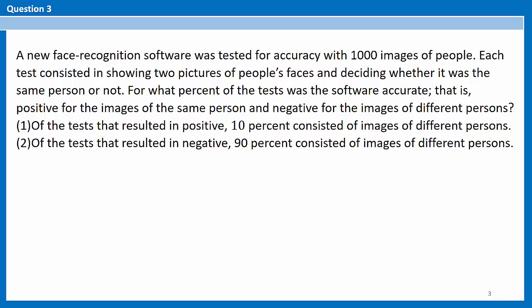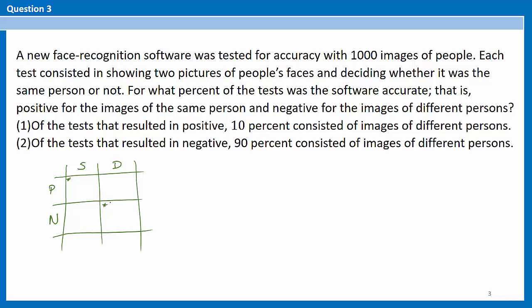Now here, the total number of tests is divided into two categories. One category is the response from the software, which is called positive and negative. And the other category is what's really happening: they are giving you the same picture or different pictures. I mean, same persons or different persons. Now, the question is, for what tests was the software accurate? That is, positive for the same and negative for different. We want the sum of these two squares.